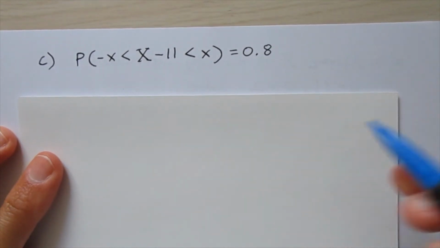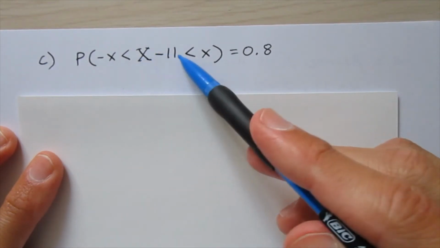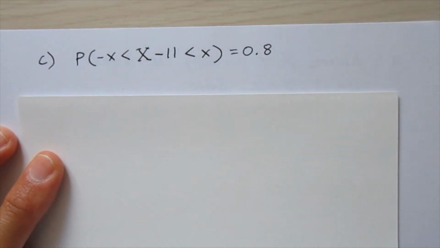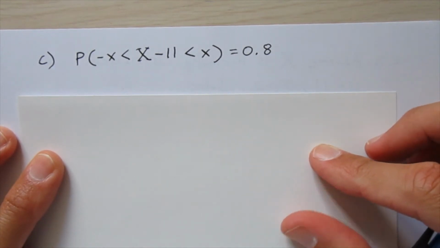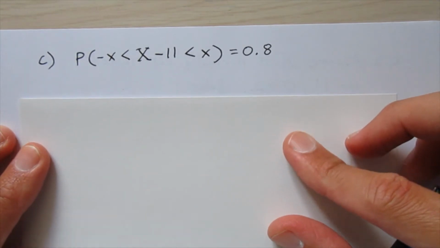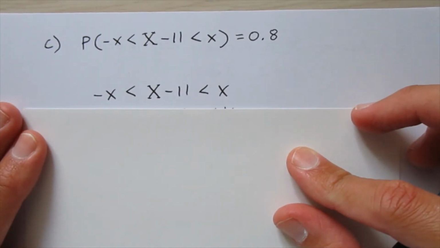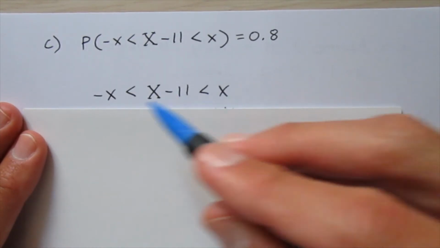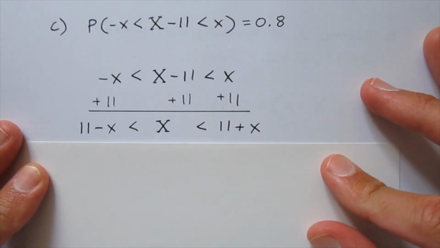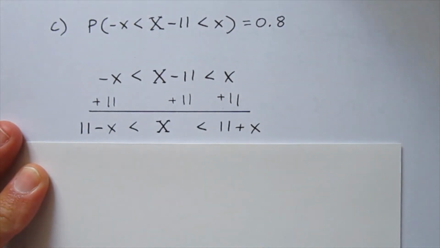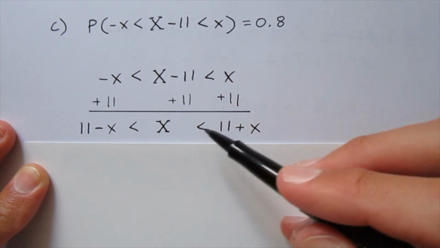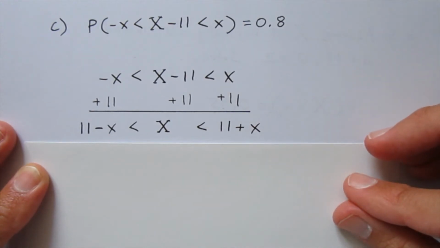Okay, now consider this, the probability that big X minus 11 is between negative little x and positive little x is 80%. Okay, well, this is what we call a compound inequality. So you learned about those when you took intermediate algebra. How do I solve that? Add 11 to all three parts. So I can rewrite it like this: 11 minus little x is less than big X, which is less than 11 plus little x.